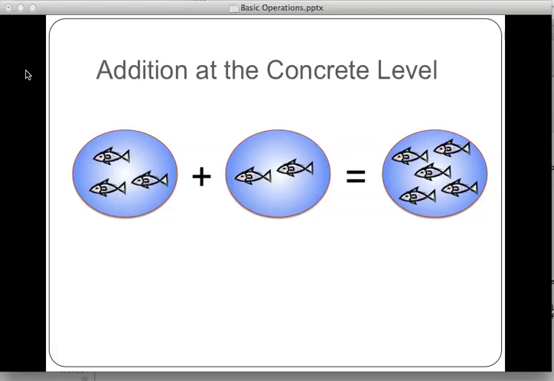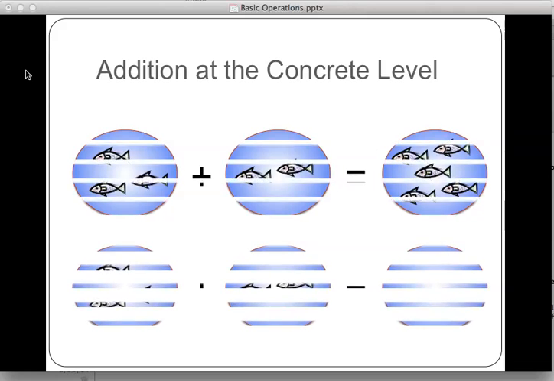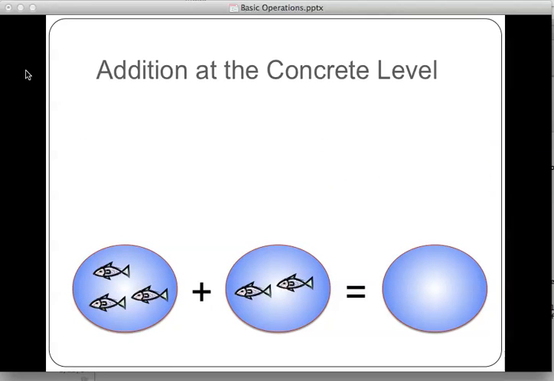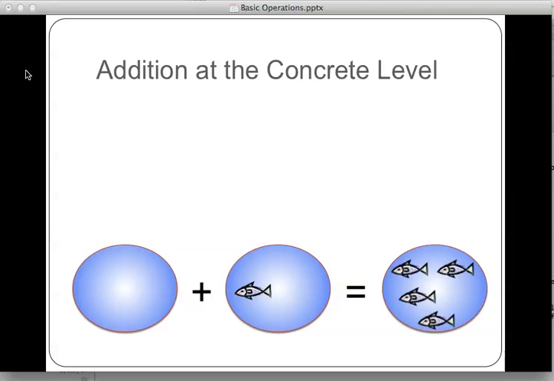At the concrete level, if you were using actual fish, it would look more like this. We would combine a group of 3 and a group of 2. That's really hard to do at the semi-concrete level. Right? So one of the ways we teach addition is at the concrete level and with groups of objects, combining them.